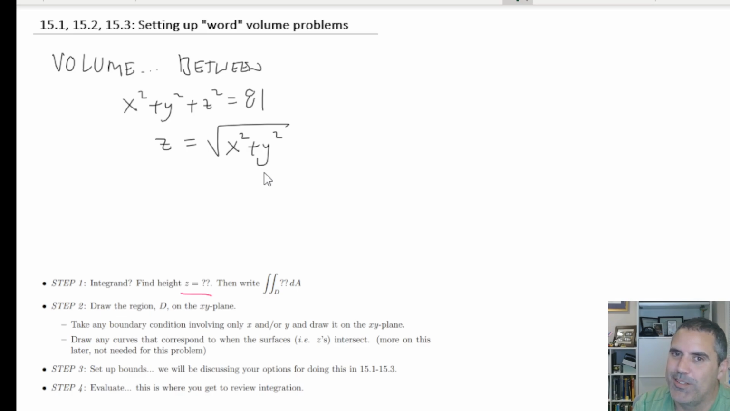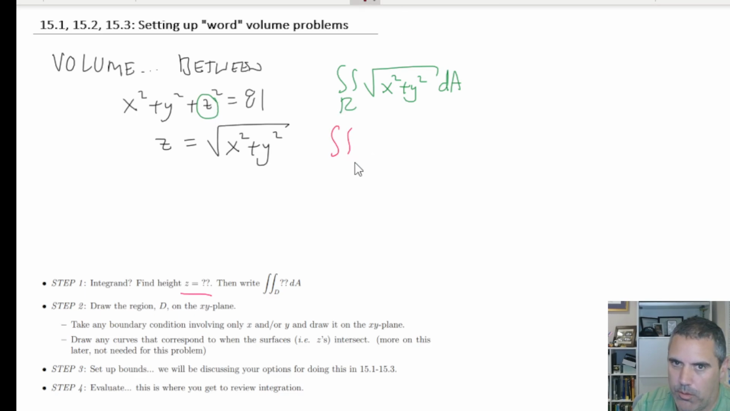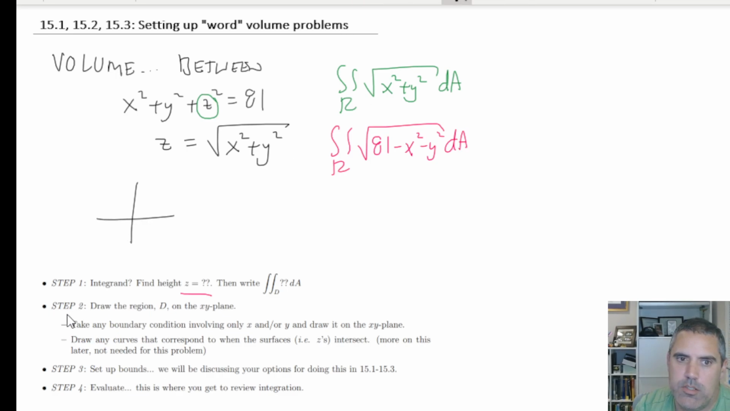Step 1, find your z's. Double integral, square root. That's one of the z's. Step 2, find the other z. Well, the other z, if I solve for it, is the square root of 81 minus x squared minus y squared. Those are the things that describe height. Finally, draw your region. Are there any given xy equations? No.